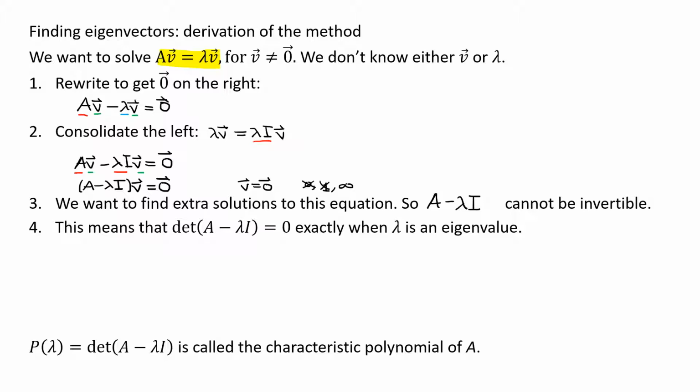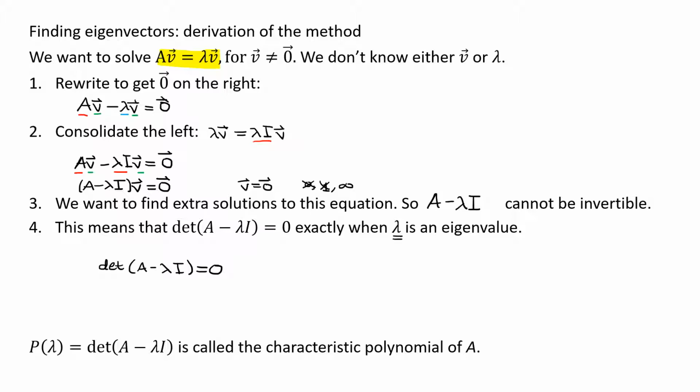Okay, it is really helpful if we know that our matrix is not invertible, or if we're looking for the lambda where this matrix is not invertible, to take the determinant. So we're going to set the determinant of this expression equal to 0. When it's equal to 0, then that means that we're going to have extra solutions to our equation, and we have that lambda is an eigenvalue.